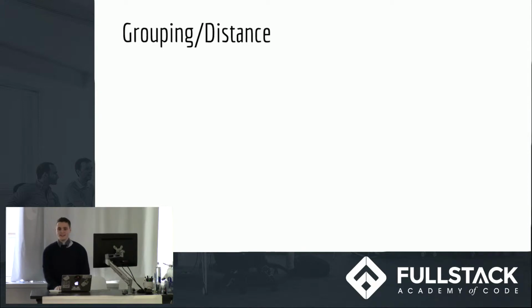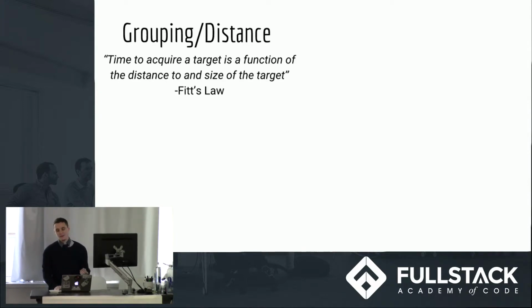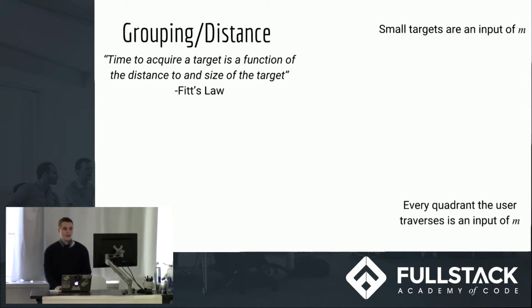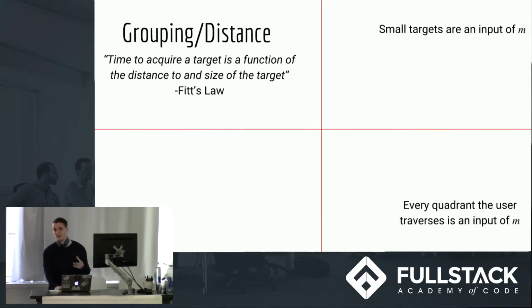We have grouping and distance. This is another type of input for Big U. It resulted from me reflecting on Fitts' law. The time to acquire a target is a function of the distance to and size of that target. This is really important, especially when we're building desktop applications, not so much mobile. The way I can quantify this is we have small targets, they're an input of m, and every quadrant the user traverses is an input of m as well. So if you have a small target and we split the screen up into 3 quadrants, I made you look at 3 different spots of the screen.